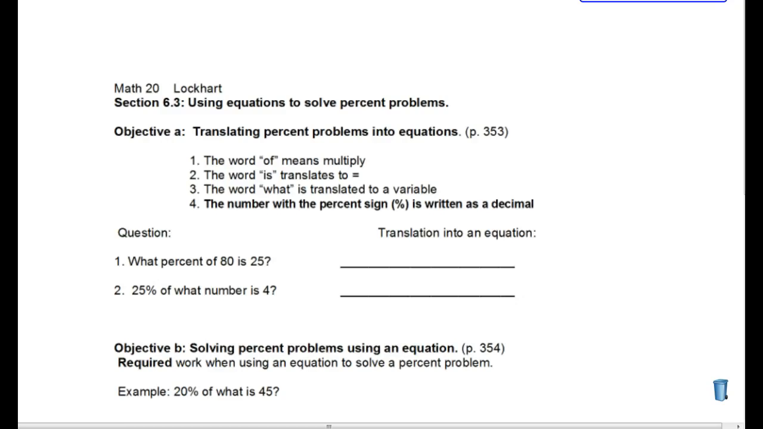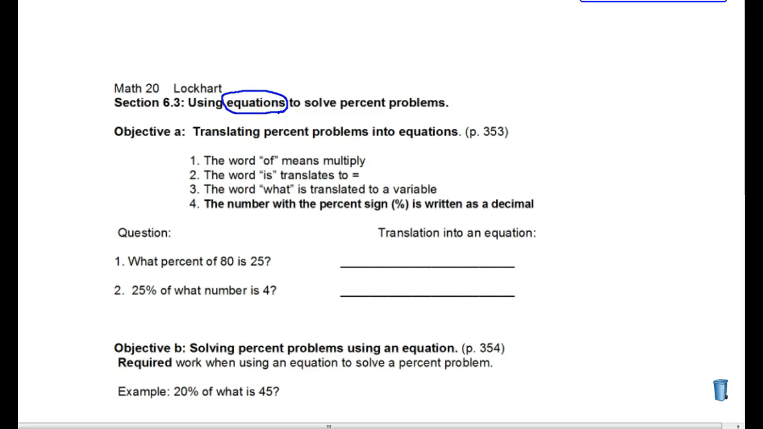Welcome. In this session we're going to be using percents to solve problems. We're on section 6.3 in our textbook. There are two objectives in this section. The first one is to just translate percent problems into equations. So the method that we're going to use in this section is equations.